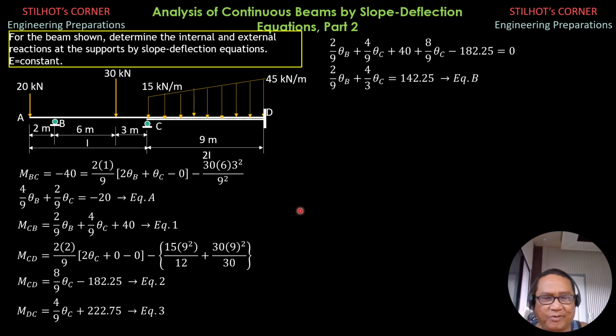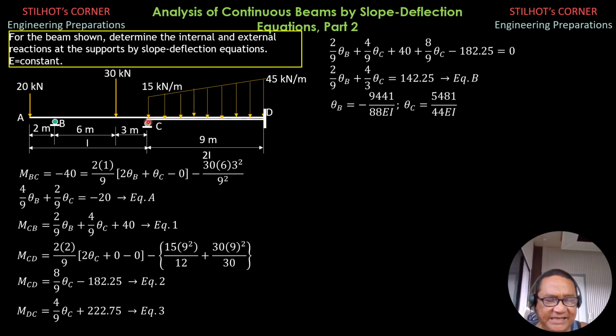So solving equations A and B simultaneously, we can now obtain theta B and theta C. So theta B is negative 9441 over 88 EI, then theta C is 5481 over 44 EI. So in terms of EI, supposedly divide by EI for the slopes. Then we can now compute moment at C.